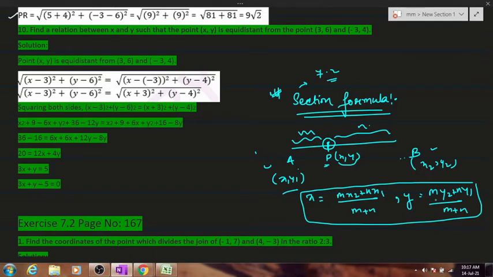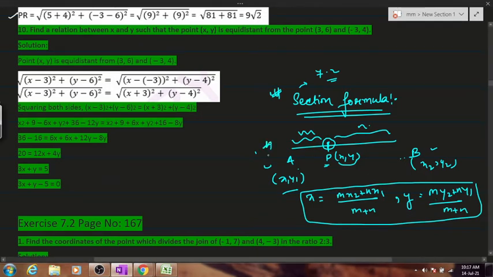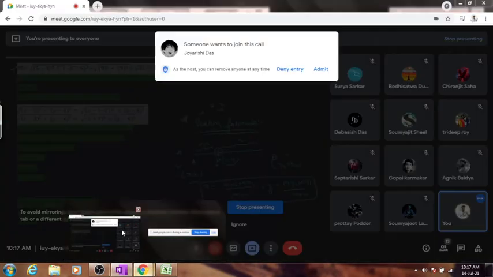Done? Can we move on? Yes, sir. Make sure you draw the figure also side by side. It helps you remember things in a much better manner.